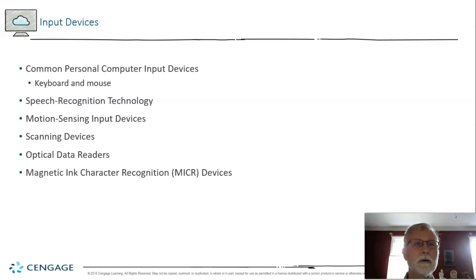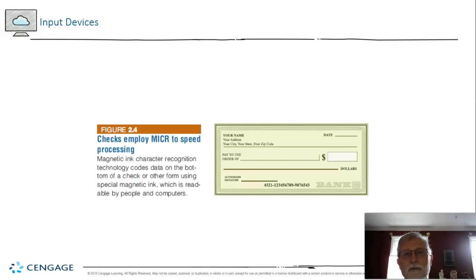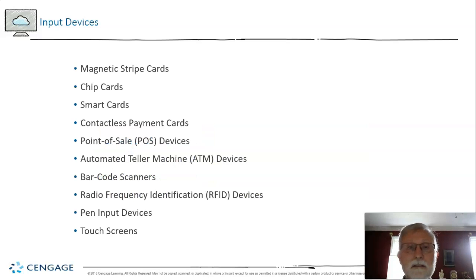Now, some other input devices, the common ones are the keyboard, mouse, speech recognition, motion sensing, scanning devices, optical readers, a lot of those. Checks are now starting to use magnetic ink so that, guess what? You can take a picture when you're doing automatic deposits. Other devices, I'm not going to go through them all, but as you can see, there are a lot of different ones that we use day to day.